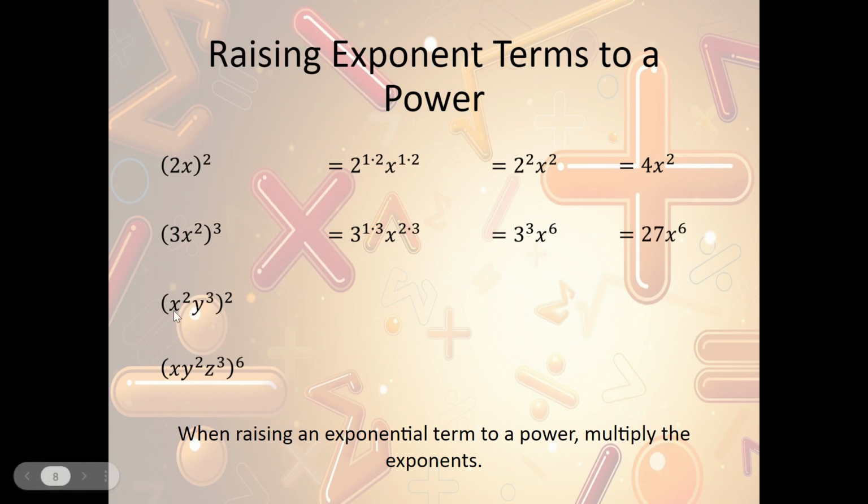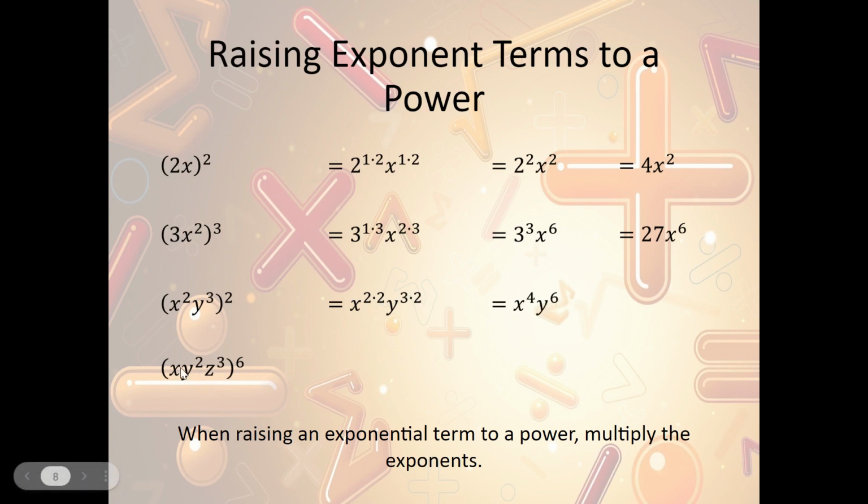Now for this one, we have x squared times y cubed, and we want the whole thing squared. So again, we're going to multiply it. So x squared times 2, and y to the 3rd times 2. And we get x to the 4th, y to the 6th, because 2 times 2 is 4, and 3 times 2 is 6.